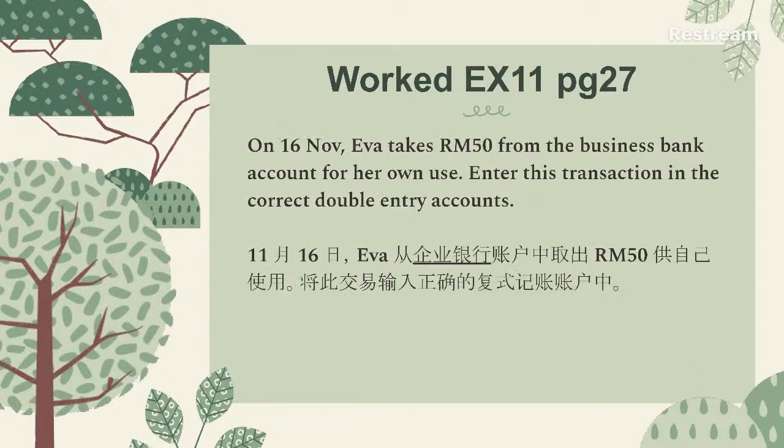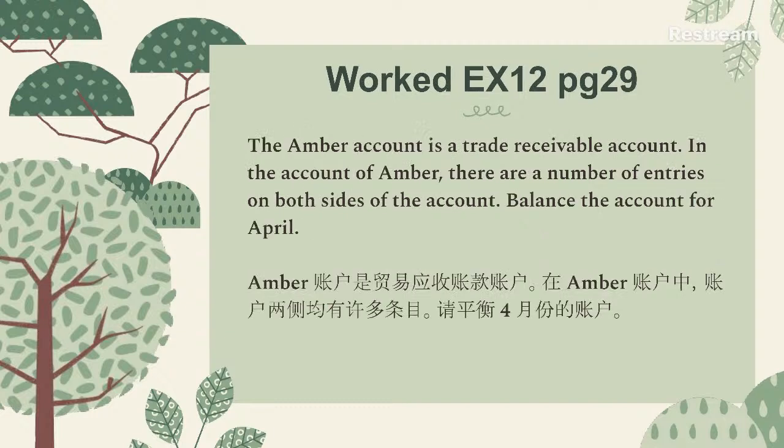We need to read the question carefully in order to do the exercise. Let's look at the next exercise: on 16th of November, Eva takes 50 from the bank for her own use. So it's not this one. Let's do example 12. Amber's account is a trade receivable account. In the account of Amber, there are a number of entries on both sides of the account. Balance the account for April. So at April we need to cut off, so we want to do the balancing.